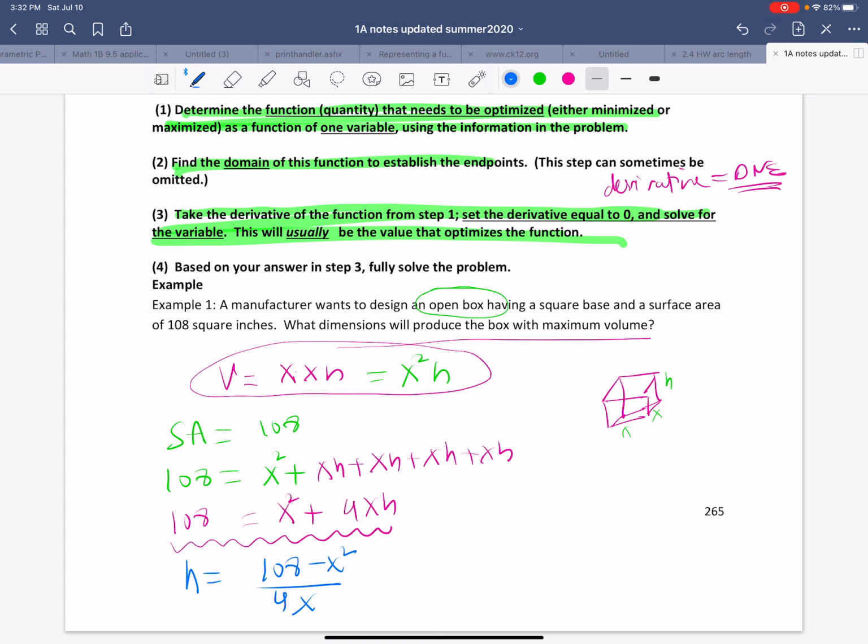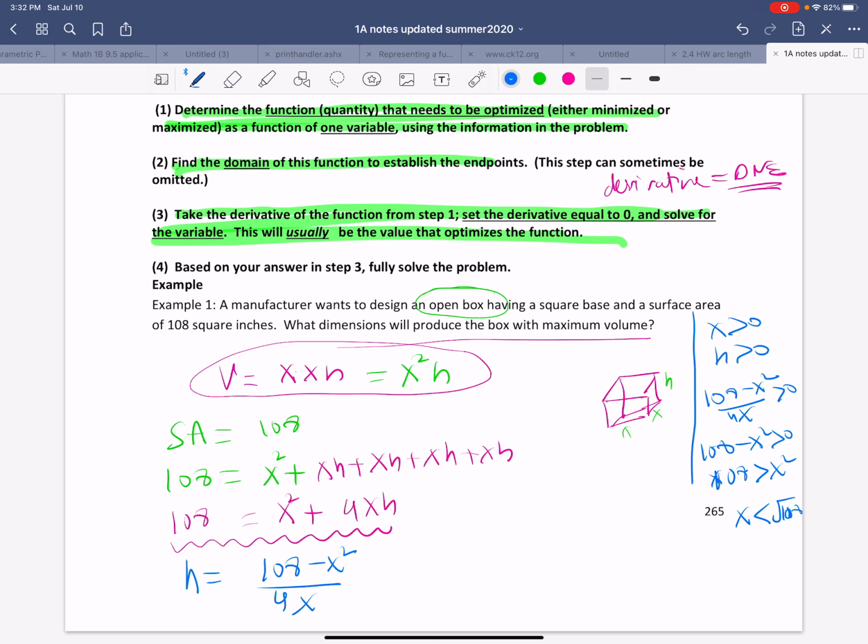Now let's think about the domain in this case. We want x to be greater than 0. We also want h to be greater than 0. That means 108 minus x squared over 4x has to be greater than 0, so 108 minus x squared has to be greater than 0. Or we can say 108 is greater than x squared, or x is less than the square root of 108. I'm not going to consider positive and negative because it's a length, and the length is always positive.